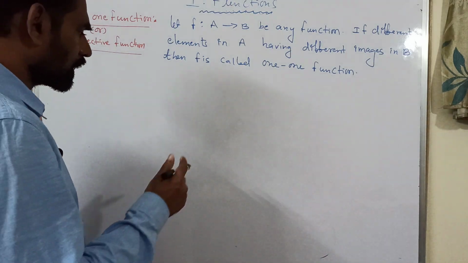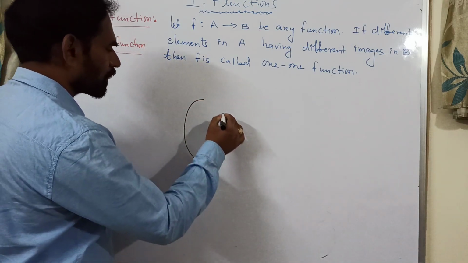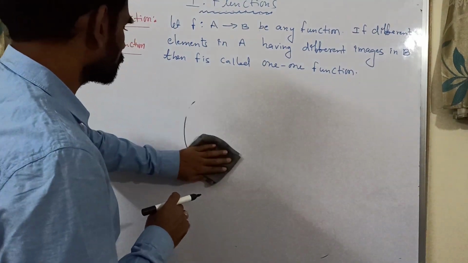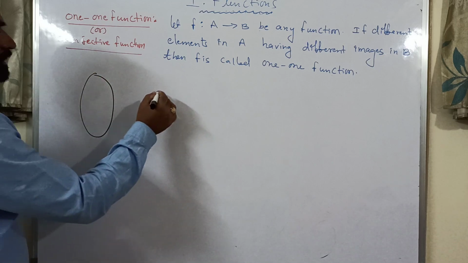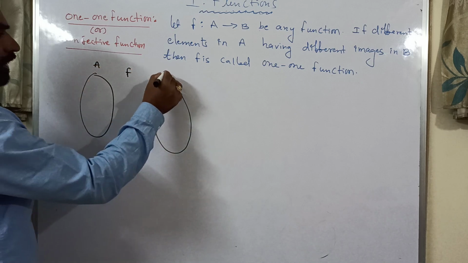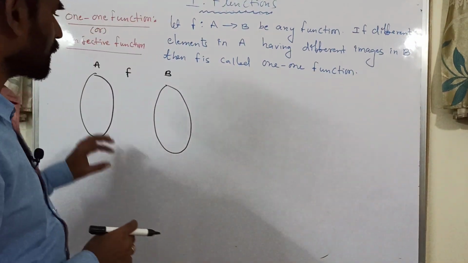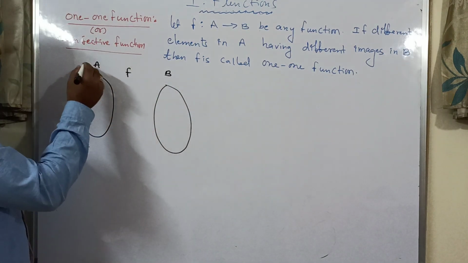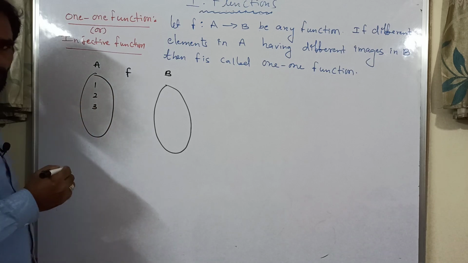See, you already know the function definition. Here f is a function from A to B, and here different elements in A. See, this is a function. A is called the domain, B is called the codomain. Different elements in A having different images in B. Different elements in A means the domain. These are elements 1, 2, 3, the given elements.